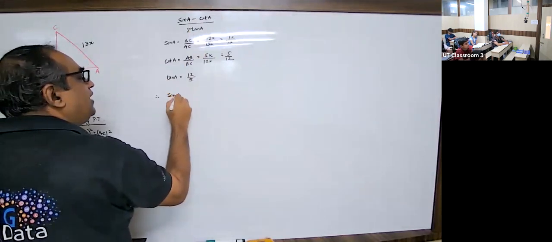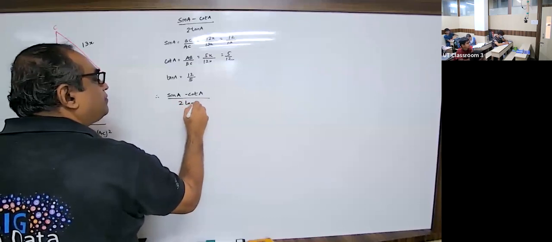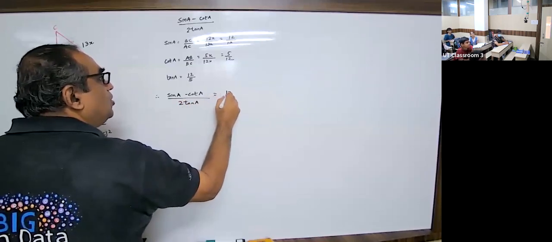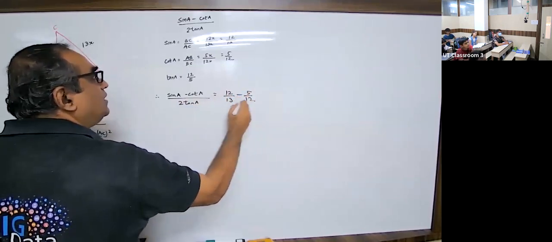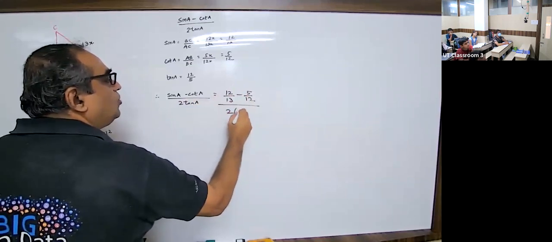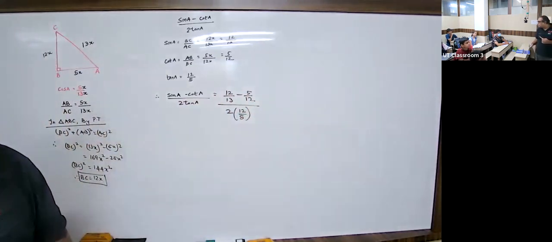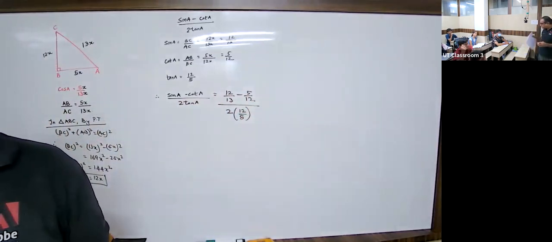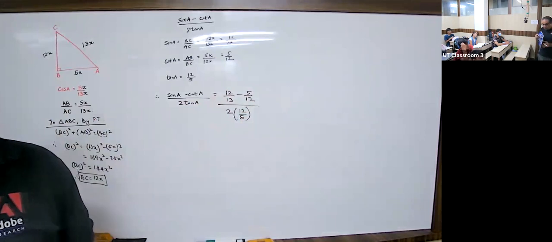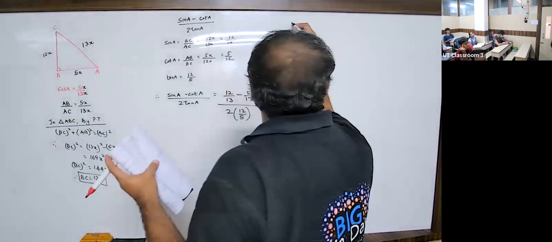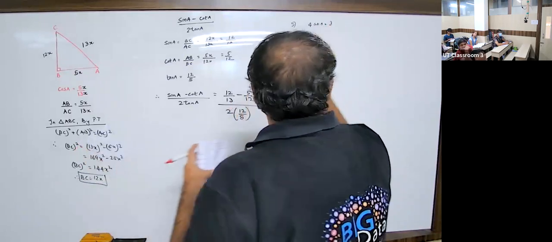Therefore, I'll write sin A minus cot A by 2 tan A is equal to 12 by 13 minus 5 by 12 the whole upon 2 into 12 by 5. Have you understood? And then I will find out the values. Is this clear to everybody? Yes. So you are going to do yourself. Now in question number 5 again, you have been told 4 cot A is equal to 3.